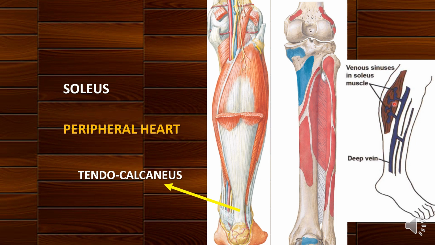So when soleus contracts, these veins are squeezed and the blood column will flow upwards against gravity. So it helps in increasing the blood flow towards the heart. So this is like a peripheral heart.